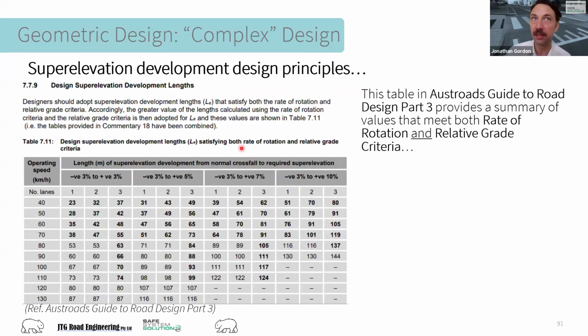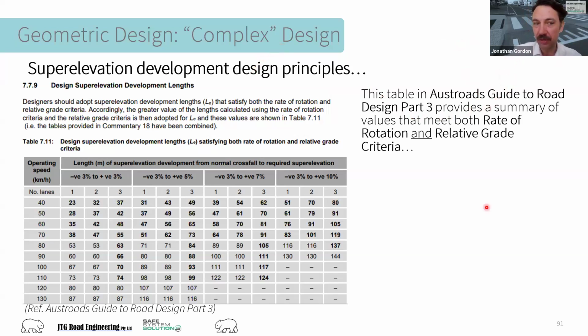There's various ways that you can calculate super elevation development to change from one crossfall to another. I was going to go into them, and I realized that it's less meaningful than just referring you to the great summary table, which covers off both rate of rotation and relative grade methodologies for calculating this stuff. That's some nerdy language. Don't worry about it. If you really want to look it up, have a look into Austroads Guide to Road Design Part 3.